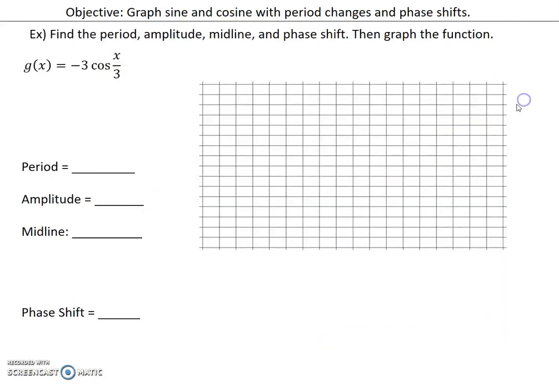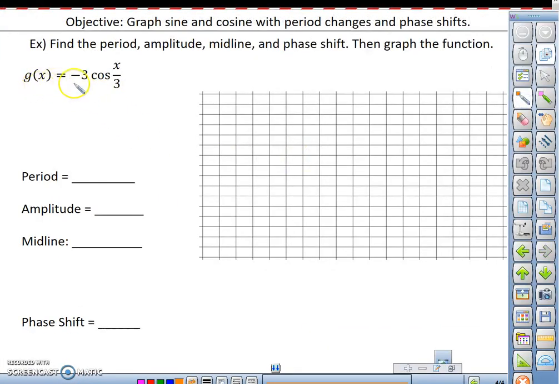All right, let's take a look at this problem. We have g of x equals negative 3 cosine of x divided by 3. First thing we're going to do is calculate the period, amplitude, midline, and phase shift. So the period would be 2 pi divided by 1 over b with a positive value.